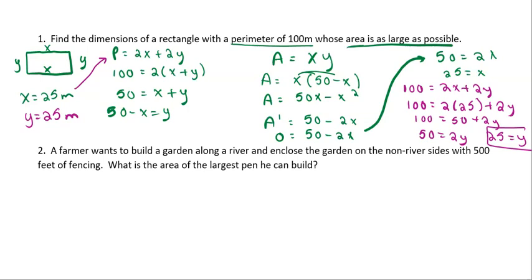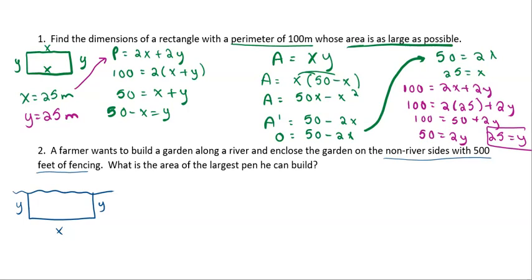So let's read it again and let's see if we can find some of our given information. A farmer wants to build a garden along a river and enclose the garden on the non-river sides. See that? On the non-river sides with 500 feet of fencing. Okay, so it sounds like we're going to have a river and then we're building a fence like this. And on the non-river sides, we're going to put our fencing. So I'll call these Y, I'll call this X. It doesn't need a fence along the river, so it says on the non-river sides.